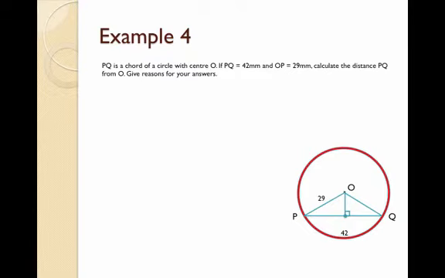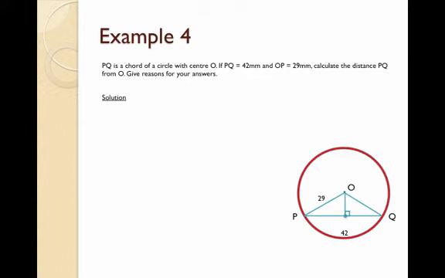Example 4 says that PQ is a chord with a center of O. We know that PQ is 42 and OP is 29. We are going to calculate the distance of PQ from O and give reasons why. It's important to note at this point that the shortest distance from any point to a line is a perpendicular line. And we know that if we draw a perpendicular line from the center to a chord, then it will cut it in half. That was theorems 6 and 7. At this point, you should pause the video and see what you can come up with by yourself, giving reasons.